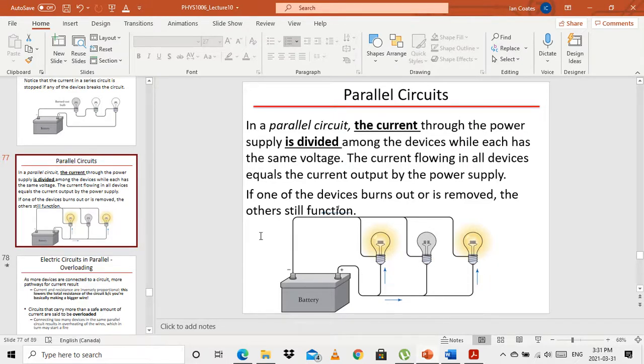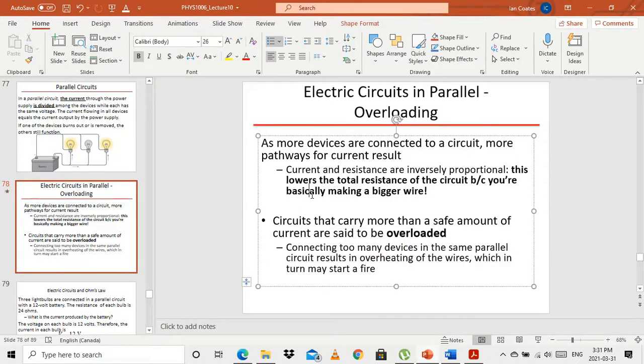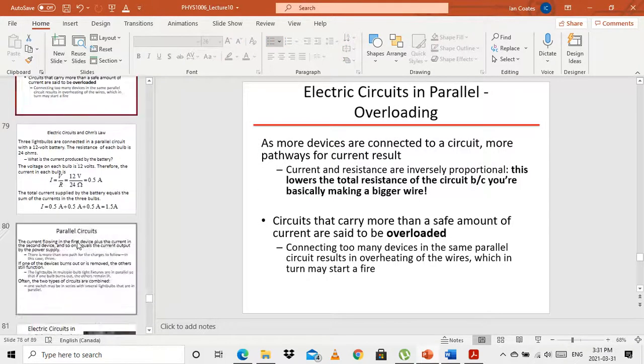All right? As more devices are connected to a circuit, more pathways for current result. Current and resistance are inversely proportional. This lowers the total resistance of the wire because you're basically making a bigger wire. Okay? Circuits that carry more than a safe amount of current are said to be overloaded. Now, this is where we can get into trouble. Connecting too many devices in the same parallel circuit results in overheating of the wires, which may start a fire.